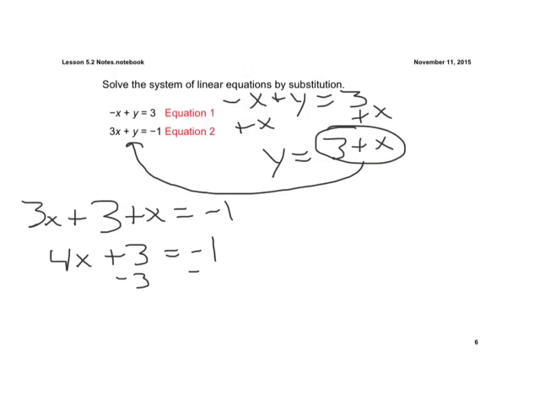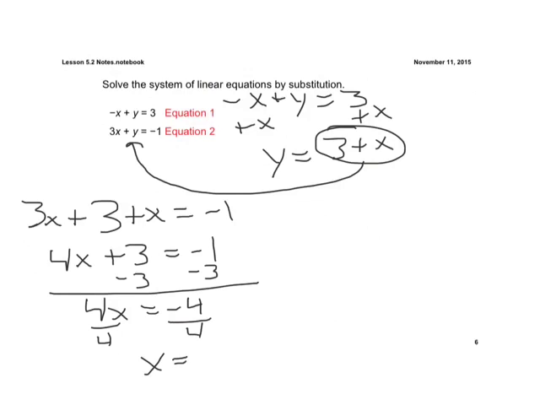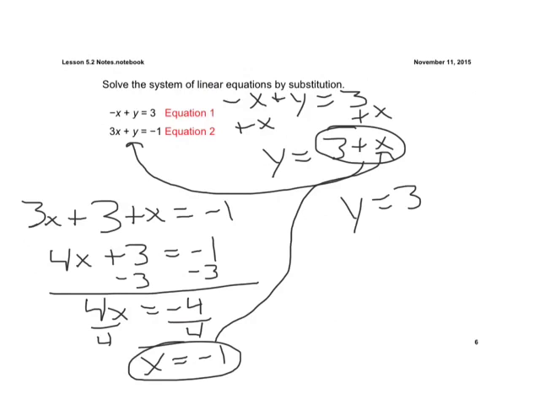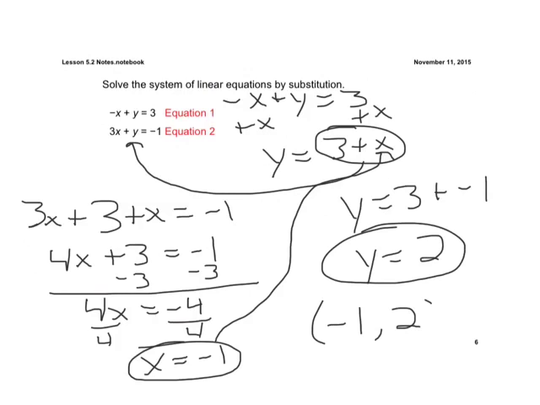Let's get x by itself. So subtract 3. We're left with 4x is equal to a negative 4. Divide by 4. Divide by 4. X is going to be a negative 1. Now we need a y value. What we can actually do is plug this x value into the one we already solved for y. That's pretty simple there. If we substitute that in, we're left with y equals 3 plus x. Well, x is a negative 1, so y is going to equal 2. Okay, our ordered pair, our solution, is negative 1, 2. If we were to plug them in for x and y, they should check out.